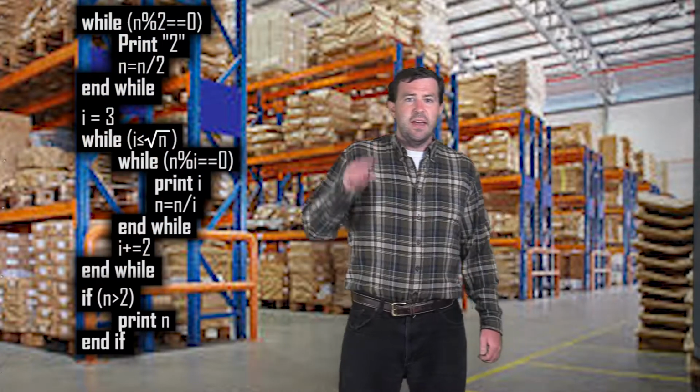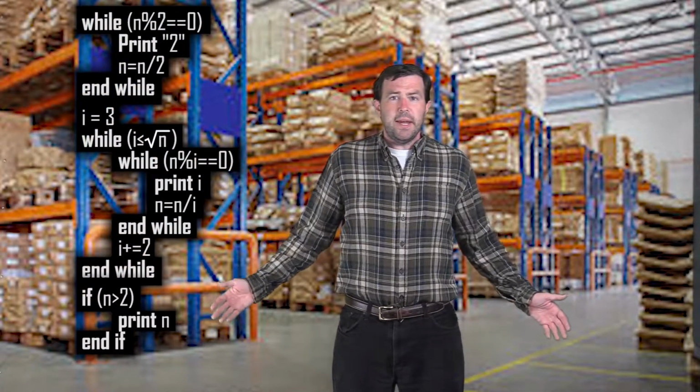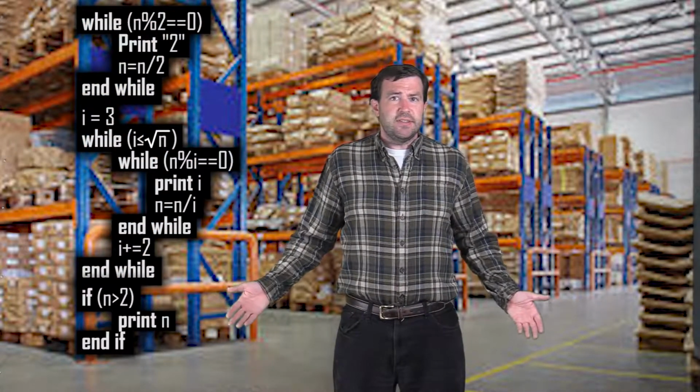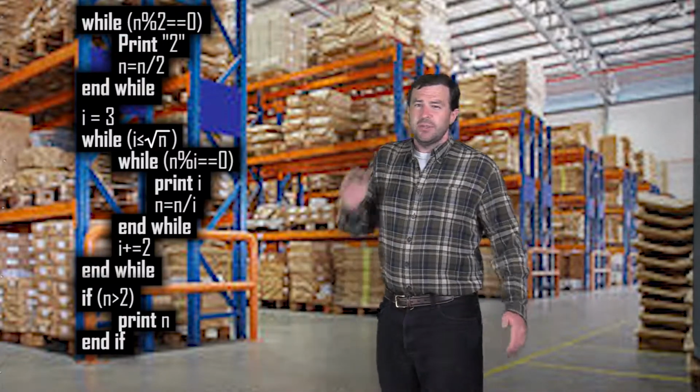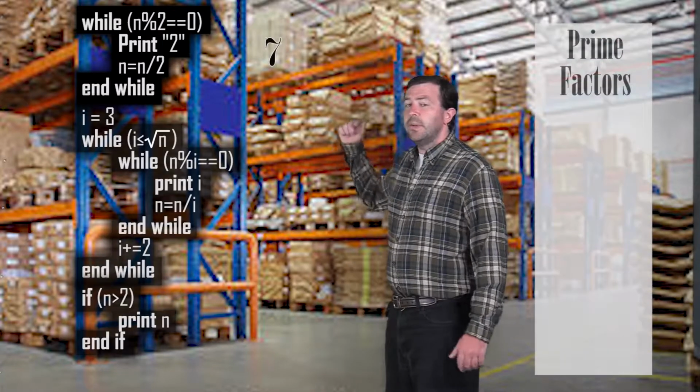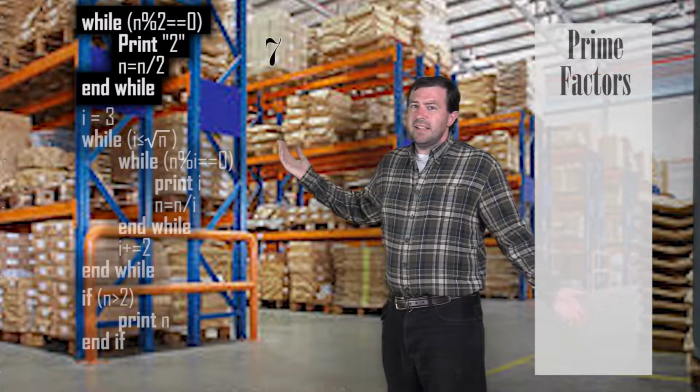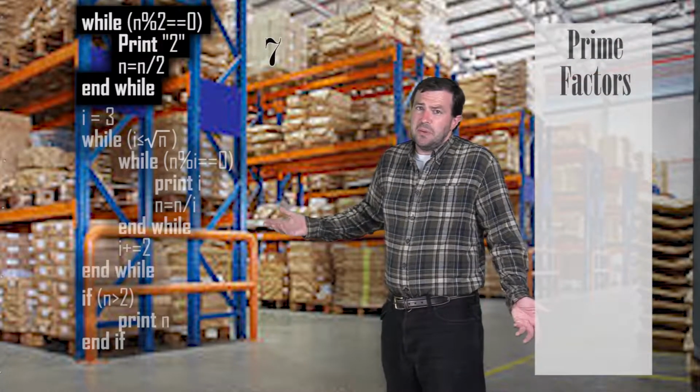Now, of course, you're thinking, that's too good to be true. But wait, we can show you. This isn't just a theoretical idea. It really works. Let's take it for a spin. Start off with an easy one: 7. We check the first while, but 7 mod 2 isn't 0, so we skip it.